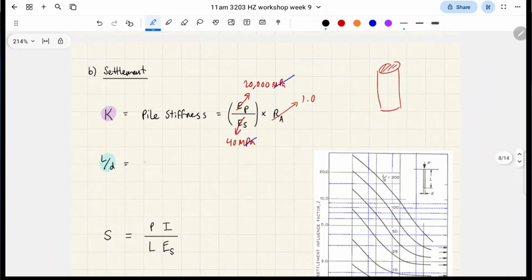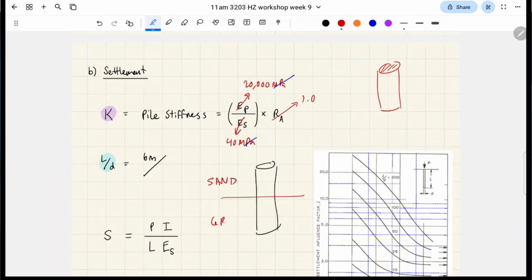Our slenderness ratio is going to be 6 meters, which was the length of the pile. And keep in mind, even if this pile runs through different layers, so we'll see questions where this is sand, this might be gravel, the L that we're talking about isn't the length of the layer anymore. We're talking about the length of the entire pile. So for settlement, L is the length of the entire pile.